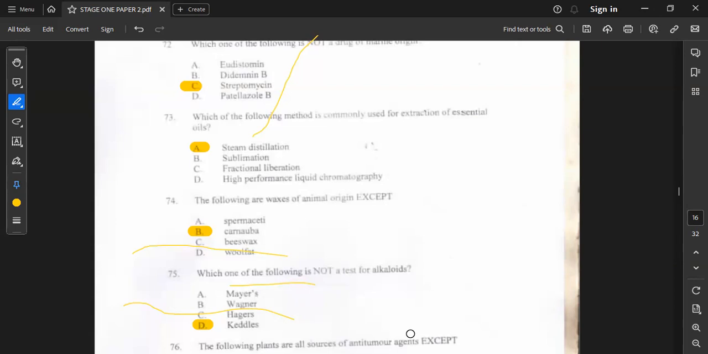So Hager's is the only one that gives white. Yes. And what about the other two? Yellow, creamish. The other two, the Mayer's and Wagner's, they form white precipitate.